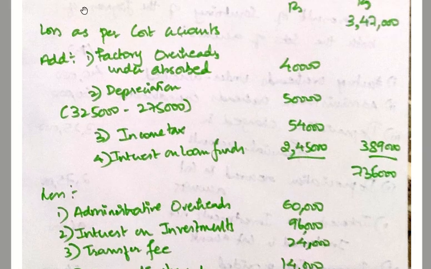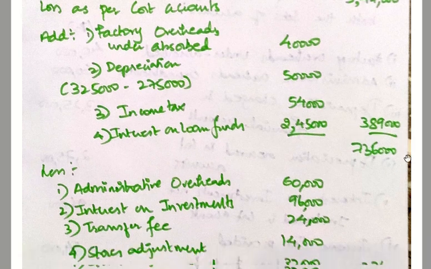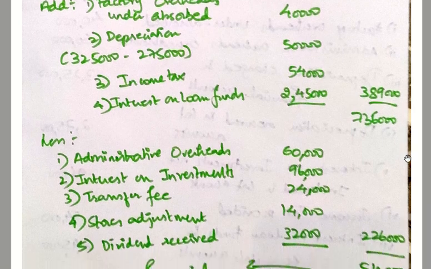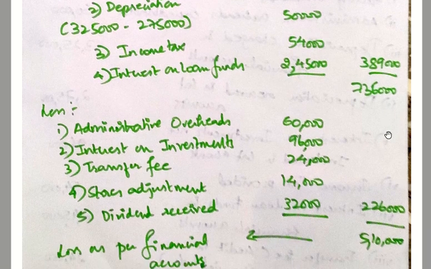So if you see, since we are starting with the loss, we are adding all these items. If we would have started with profit as per cost account, we will minus all these items. So we are adding all these items and we get 3,89,000 as a resultant figure. So the total of it is 7,36,000 when we add it to the loss as per cost accounts.